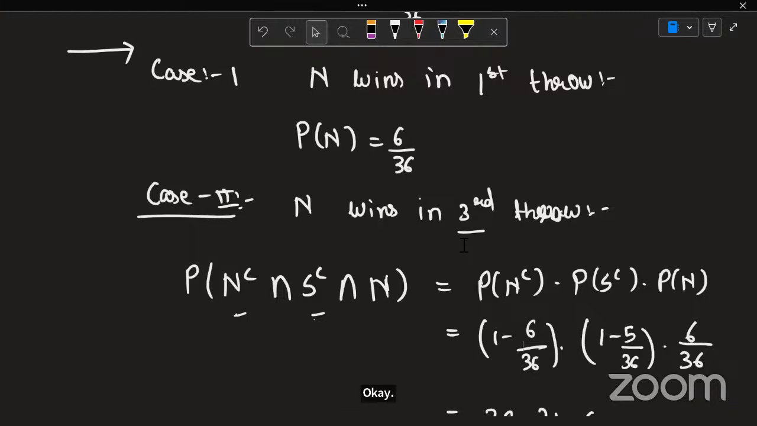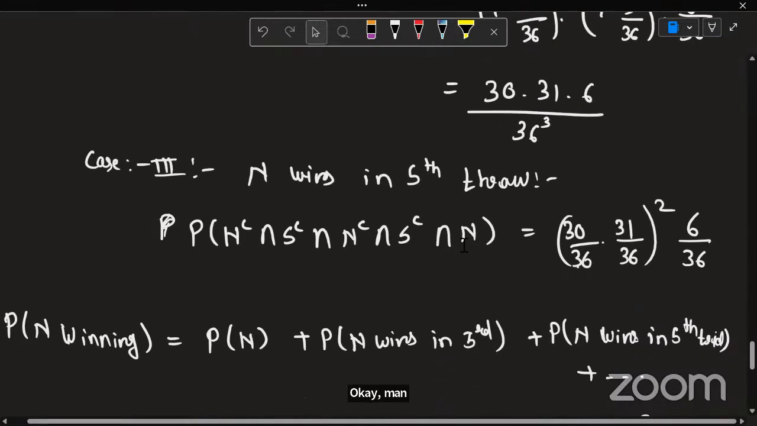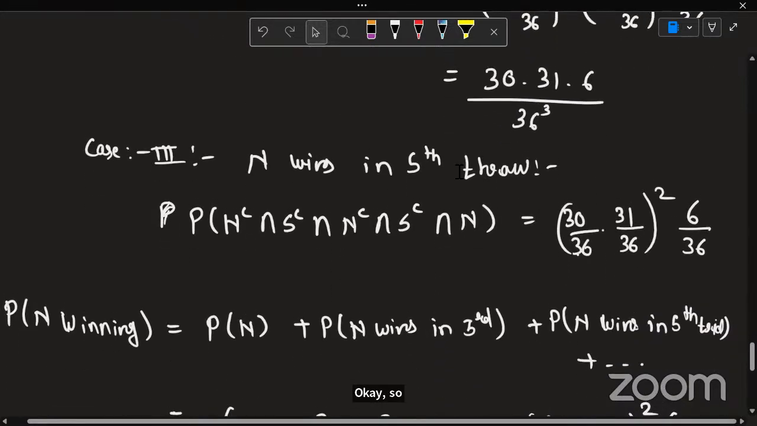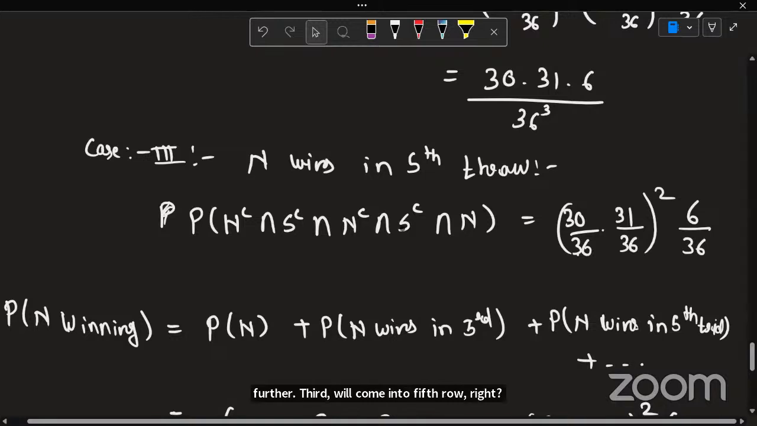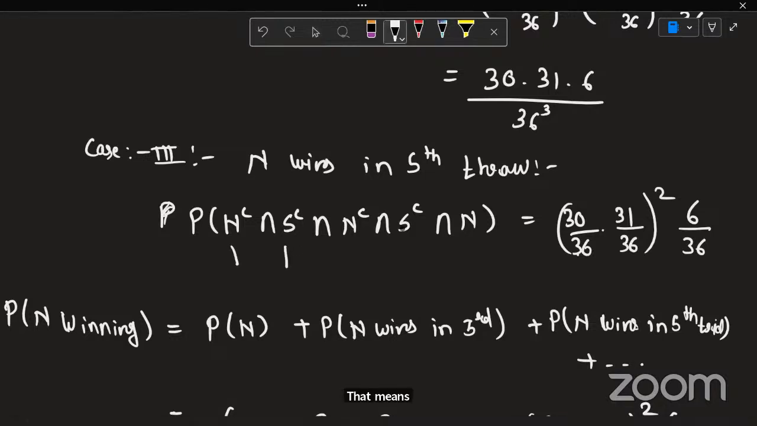Okay, ma'am. So who was there for the fifth throw? Third case, ma'am. Yeah, third case. Let's say she went for the third trial. Her third trial will come on the fifth throw, right? That means for the first trial, Nina lost. Second trial, Sam lost. Then Nina lost. Then again Sam lost. These four throws were there. All losses were there.